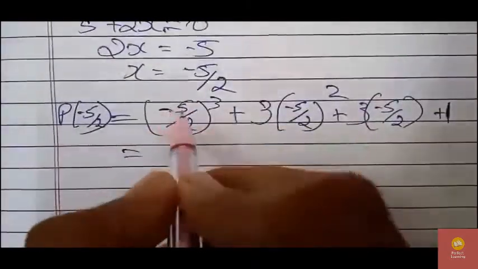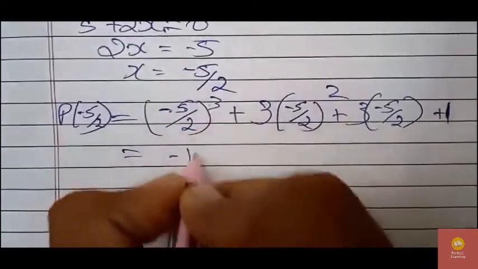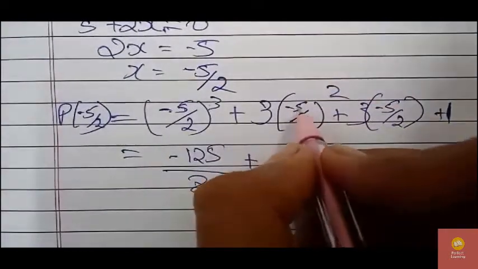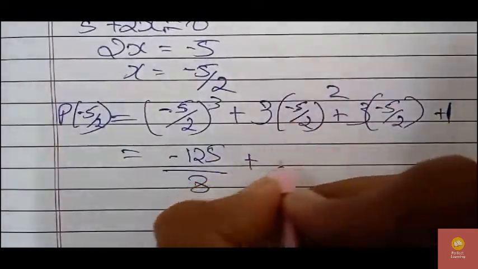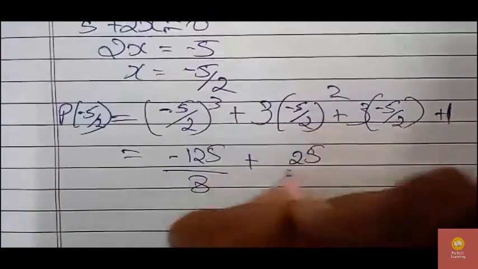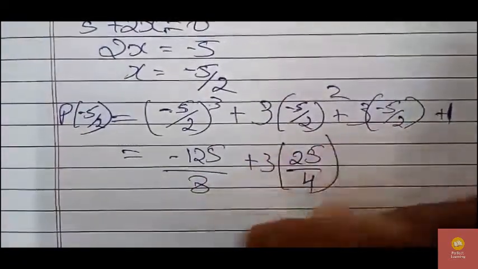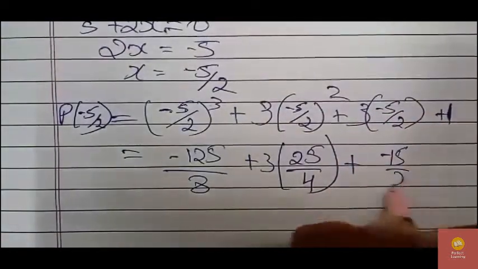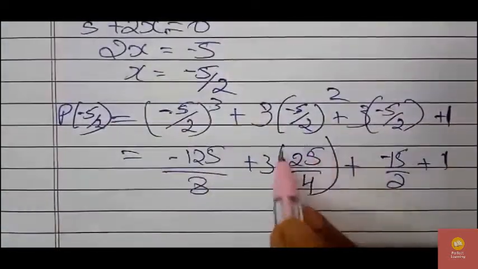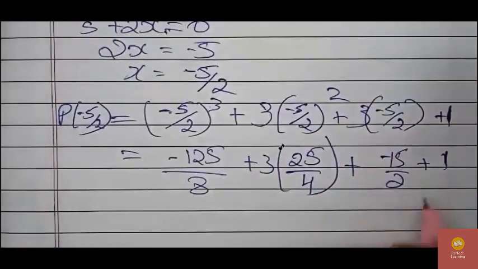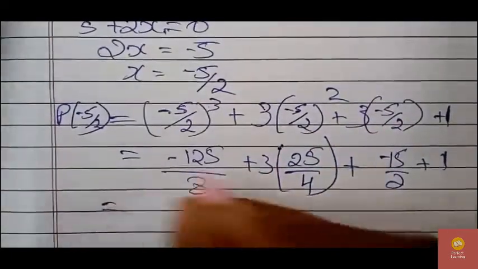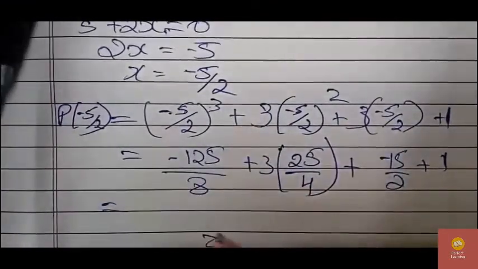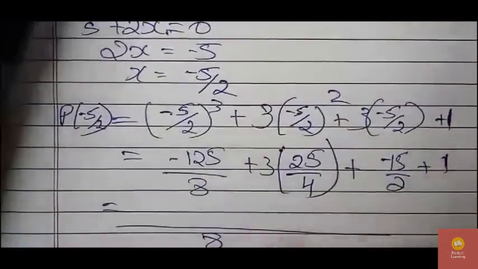Now minus 5 cube is minus 125 and 2 cube is 8. Now minus 5 square is 25, 2 square is 4. We have to multiply by 3, and last, minus 15 by 2 and plus 1. Okay, 3 into minus 5 is minus 15. Now we have to find the LCM of these three numbers. The LCM is 8.